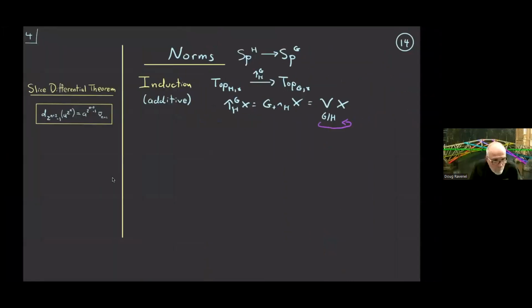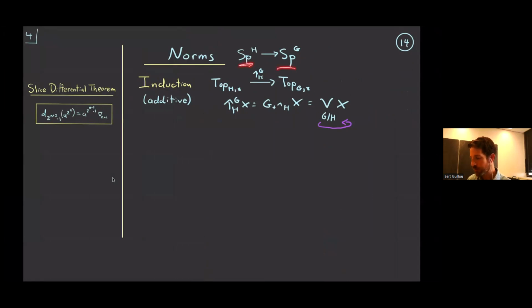All right, so again, the last part of the lecture is a small discussion of norms. So what's the idea behind this? In the first lecture, we did that setup. We were talking about various constructions that exist in the world of equivariant stable homotopy theory. In particular, we discussed induction, which is a way to go from H spectra to G spectra, or at a simpler level, a way to go from based H spaces to based G spaces, or even in the unbased world.